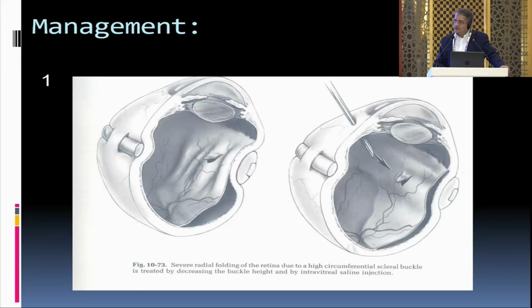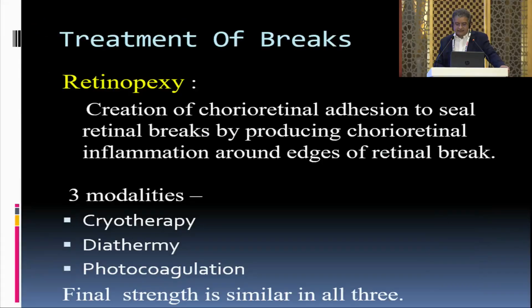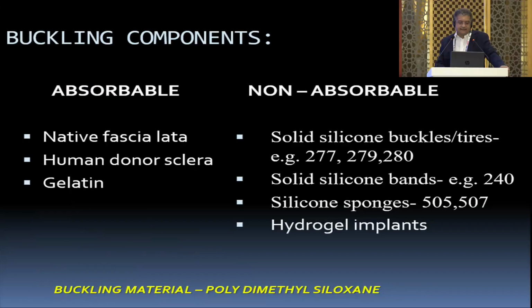The aim of the surgery is to indent the sclerochoroidal complex inwards so as to support the break and prevent the connection between the vitreous and the subretinal space. The first step in this after localization is creating a retinopexy. Historically, it was with the diathermy, but now we have moved on to cryotherapy. But there could be occasional cases where you might do in the first post-operative day a laser photocoagulation. The final strength of all of these modalities remain the same.